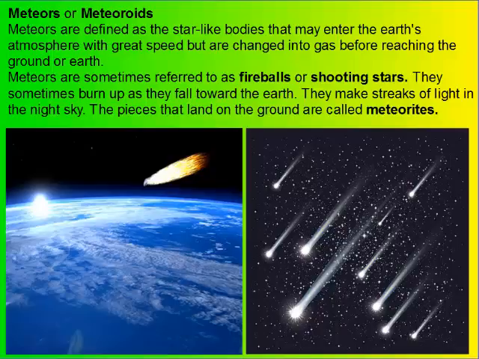The pieces that land on the ground are called meteorites. Remember, sometimes you'll be sitting down at night and you see a fireball or a shooting star moving, and you'll be told, make a wish, it will come true. Those are what we call meteors. And the image here shows how meteors look.